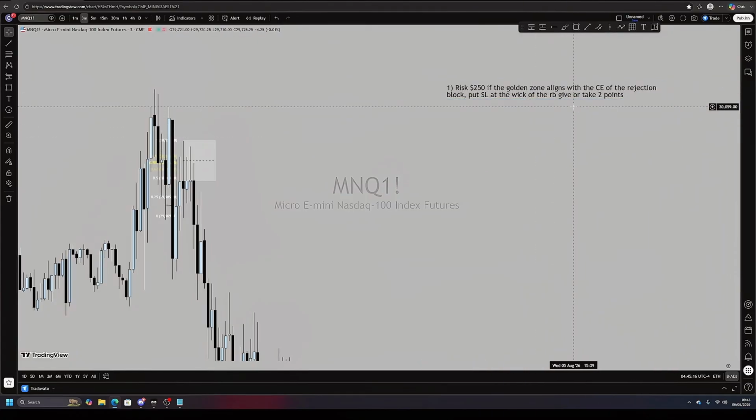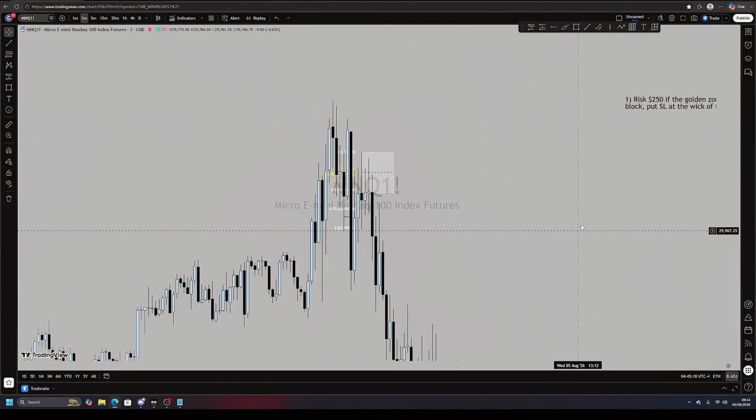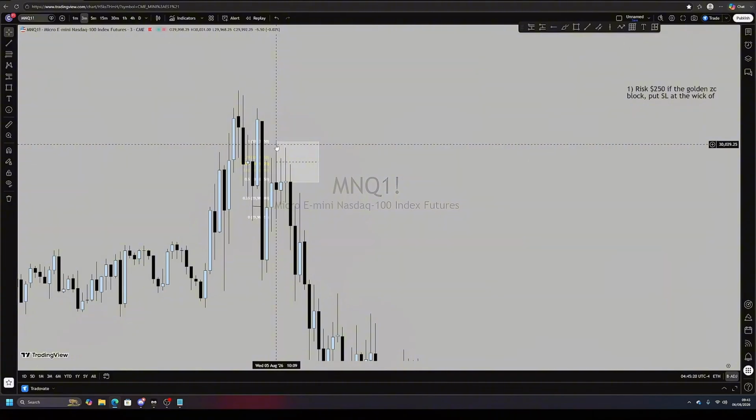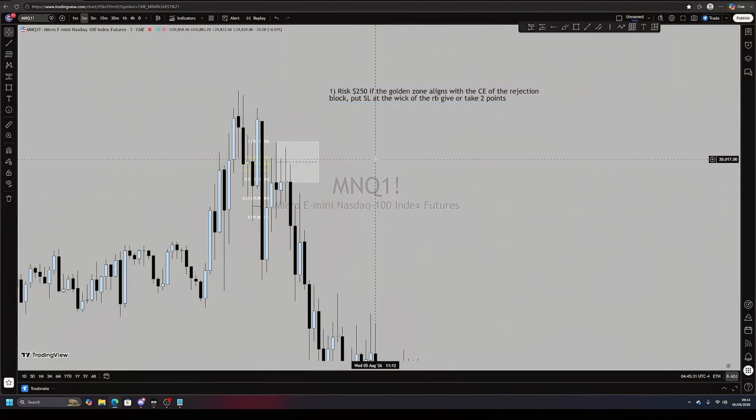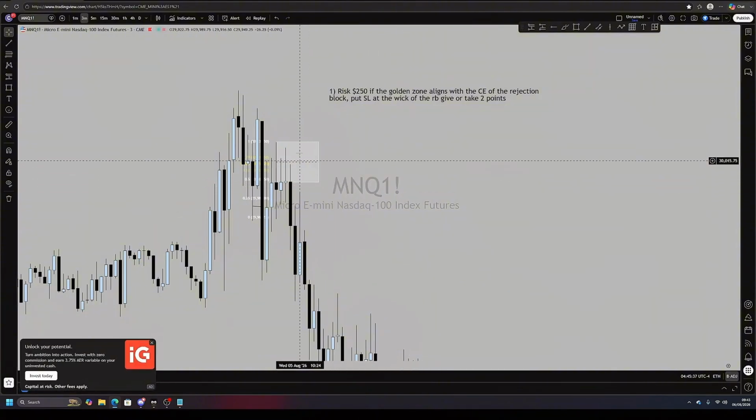Now, the reason I give or take 2 points is because more often than not, I'll put my stops at the top of the RB, it will come up, re-sweep the rejection block, then dump to full take profit, and that's just like rage bait. So I think it's just a lot smarter. You risk, I don't know, 20 or 30 more dollars, a tiny bit more of your position, just to have that little bit of extra security in your trade.